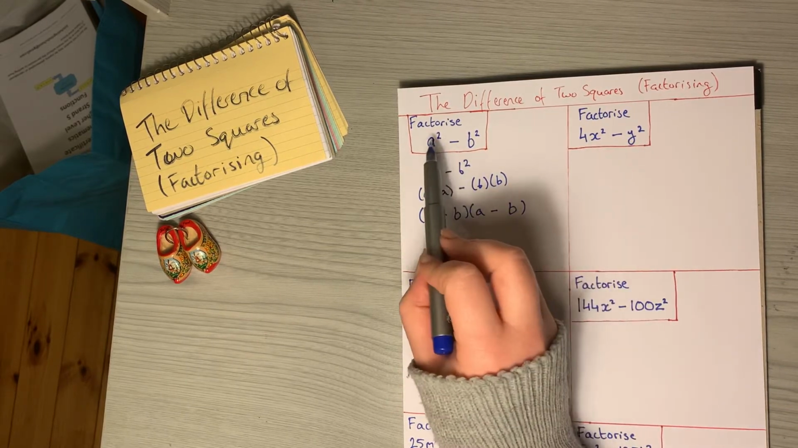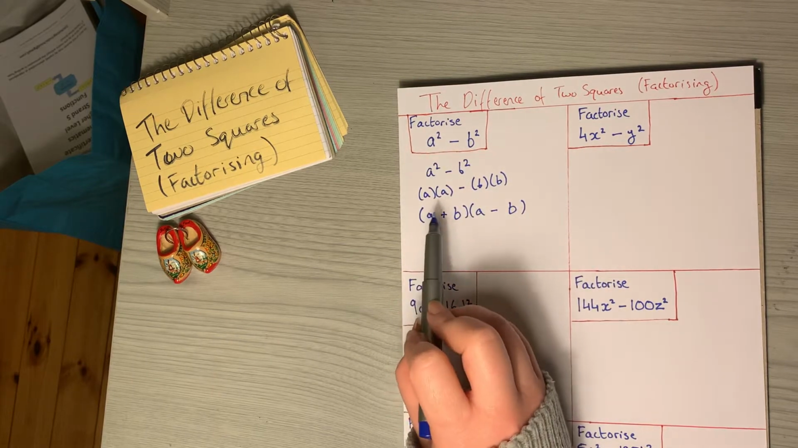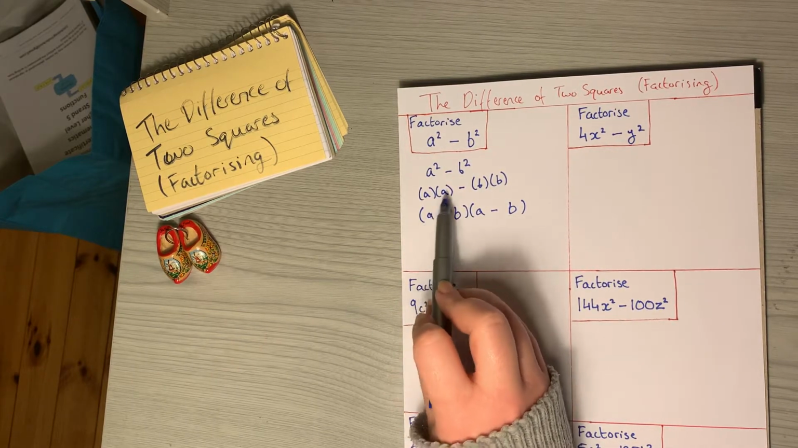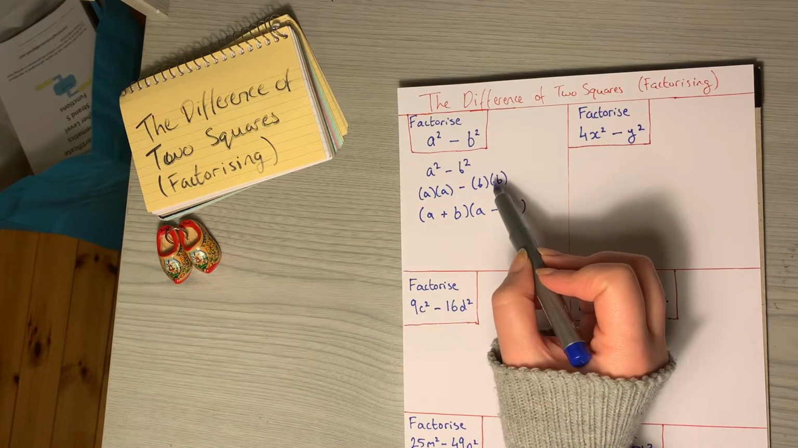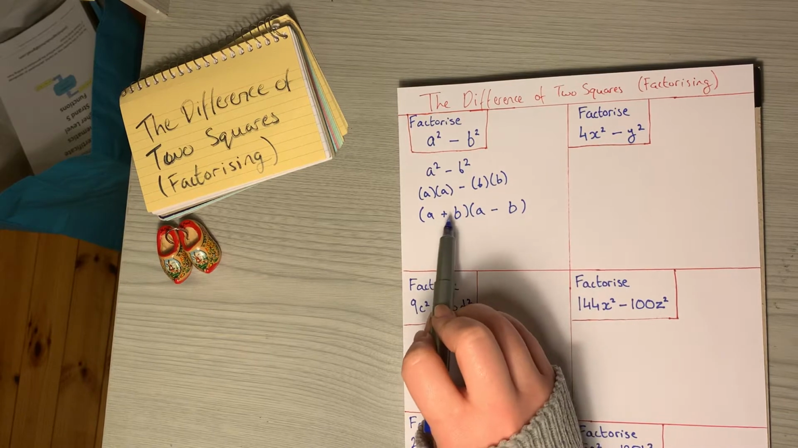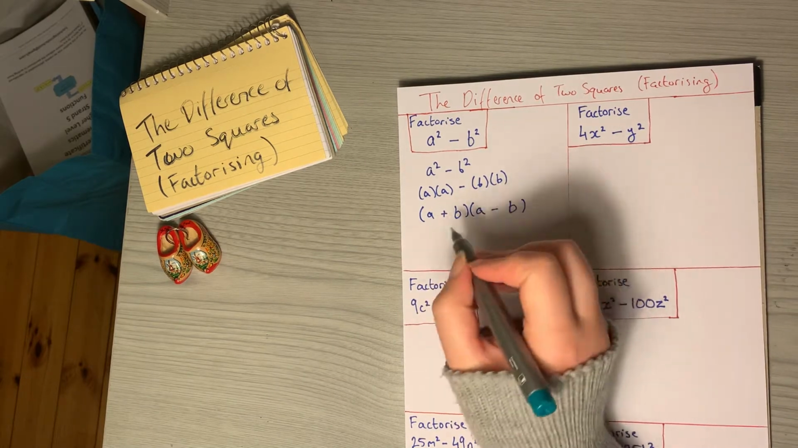You have to look at this and you think, okay, what multiplied by itself is going to give me a squared? Well, that's a. And what multiplied by itself is going to give me b squared? And that's b. And then we put them in brackets and we put a plus and a minus sign each. And we can verify that this answer is correct by multiplying this out.